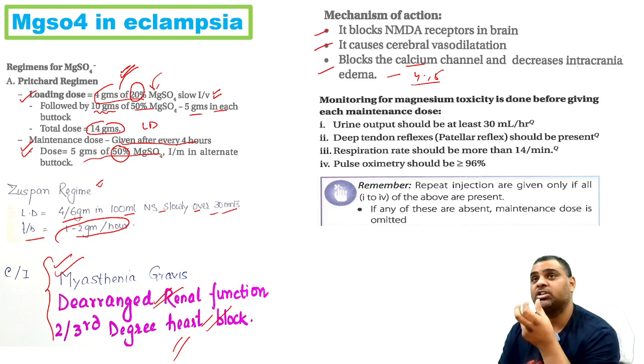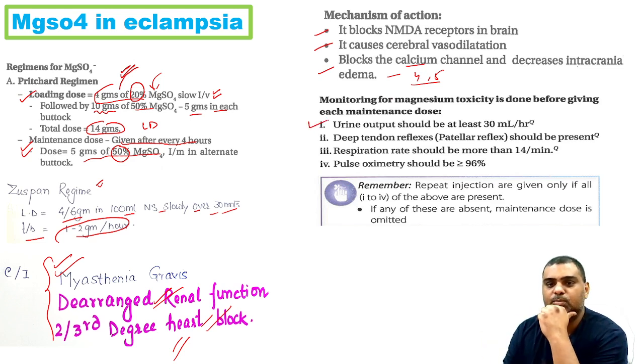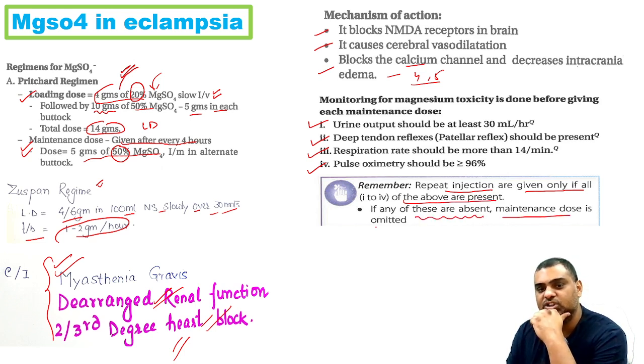So muscle relaxant dose is decreased when general anesthesia is given to a patient having MgSO4. Monitoring, I have told you: urine output should be at least 30 ml per hour, deep tendon reflex should be present, respiratory rate should be more than 14, and pulse oximeter normal. Repeat injections are given only and only if all of the above are present. If any of these are absent, the maintenance dose is omitted. Please remember, this is what I have told you.